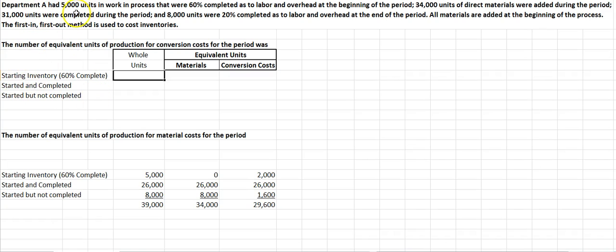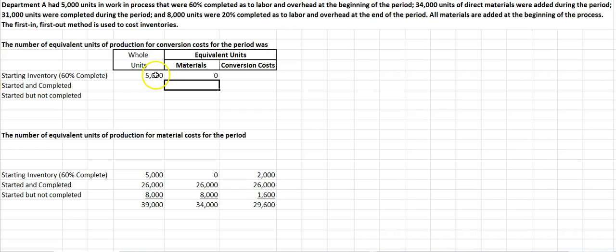It says Department A had 5,000 units in work in process. So we started with 5,000 units. As far as materials go, how much cost are we going to add in this period to those 5,000 units? The answer is 0. Why? Because it says here all materials are added at the beginning of the process. So 100% of the materials is already included in this, and that was already costed in the prior month.